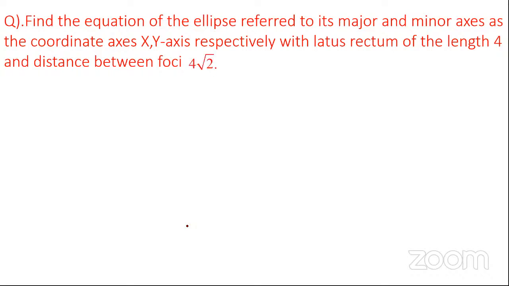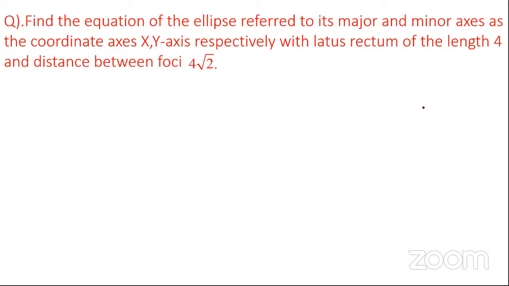So once again, find the equation of the ellipse referred to its major axis and the minor axis as the coordinate axes, that is x-axis and y-axis respectively, with the latus rectum length 4 and the distance between the foci 4 root 2. The length of the latus rectum formula is 2b square by a equal to 4.